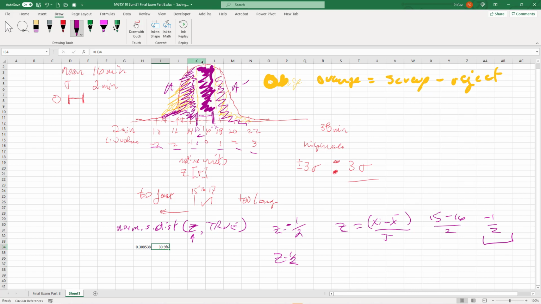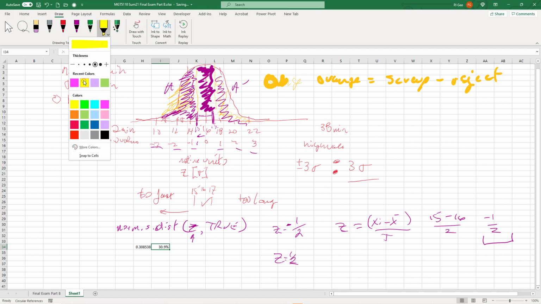Now, if we use the NORM.S.DIST formula, if we just go ahead and put 1/2 in there, we are going to get the area up to 17 degrees. We're going to get all this area down here. So this shows us two different ways that we can speedily calculate the reject rate of our bank forms.